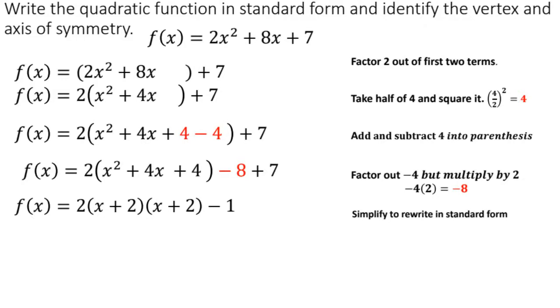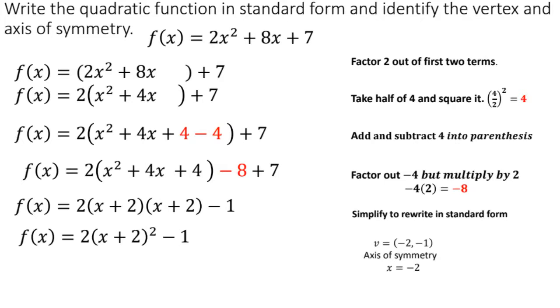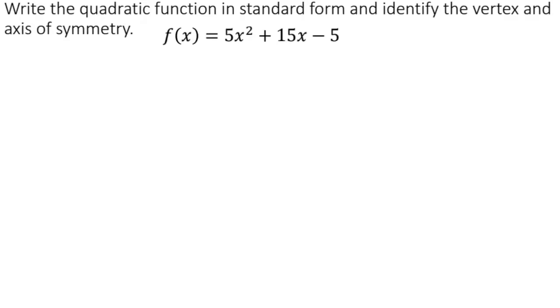And if we write this in our standard form, we're going to get 2 times x plus 2 squared minus 1. So it's in this format. Again, we can tell that our vertex is at negative 2, negative 1. The graph got shifted 2 units to the left, 1 unit down. And our axis of symmetry is the x value of the vertex. Our x value of the vertex is negative 2. So the equation is x equals negative 2. Hopefully easy stuff. All right, let's try one more.